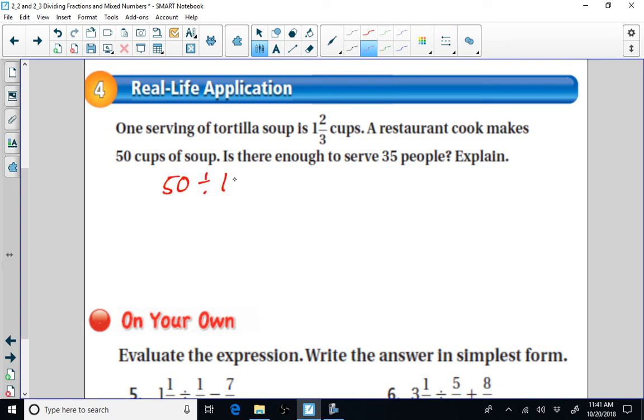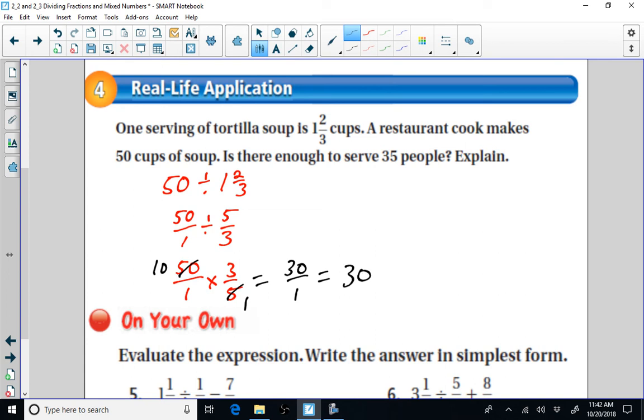So that's going to be 50 divided by 1 2/3. Step number 1, write everything as a fraction. So that's going to be 50 over 1 divided by 3 times 1 is 3 and 2 is 5. That's 5 over 3. Next step, we multiply by the reciprocal. So it's going to be 50 over 1 times 3 over 5. I divide out if I can, and I can divide out 50 and 5 by 5, so that becomes 1, that becomes 10. I multiply numerator times numerator, denominator times denominator, right? And that gives me 30. Well, that's 30 servings, right? And because 30 is less than 35, the answer is no, right? We can't serve 35 people.